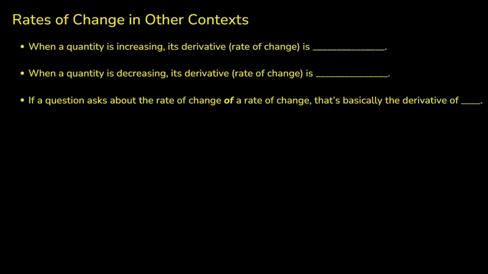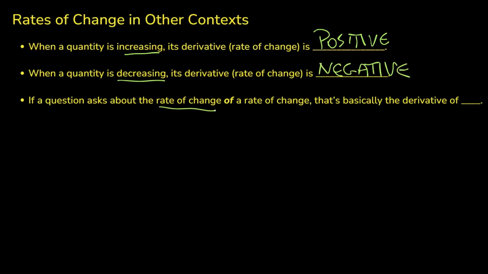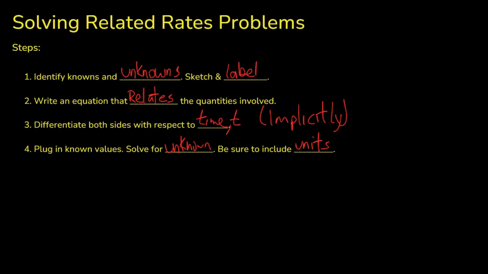Now, there are many other contexts in which the rate of change can occur. Some important points to note is that when a quantity is increasing, its derivative, or the rate of change, is going to be positive. Similarly, when a quantity is decreasing, its derivative, or its rate of change, is going to be negative. Also, if a question asks about the rate of change of a rate of change, that's basically the derivative of f prime. In other words, the rate of change of the rate of change is the derivative of the derivative. Then we moved on to solving related rate problems.